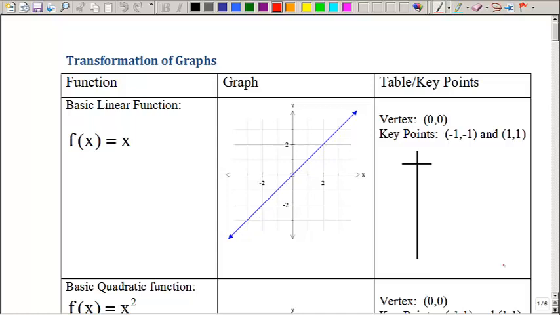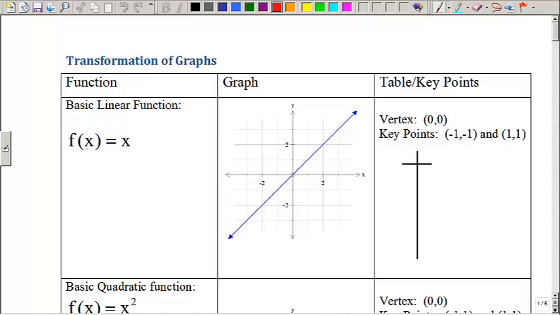The title of today's lesson is Transformations of Graphs. So the first thing we need to do is learn about the 6 basic functions and their graphs, key points, and vertices. Our first basic function is a basic linear function.